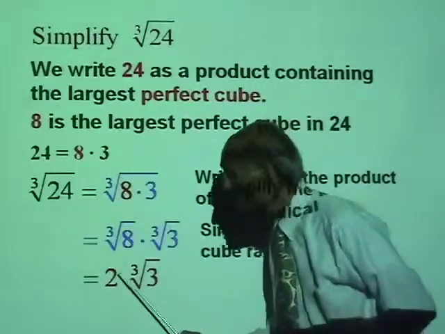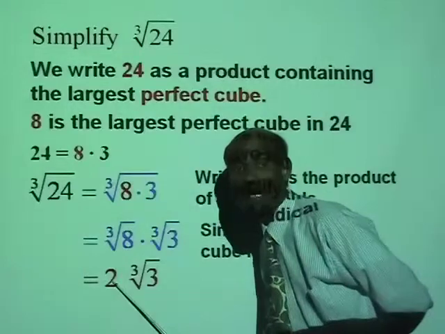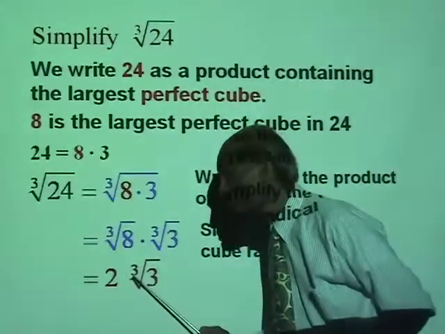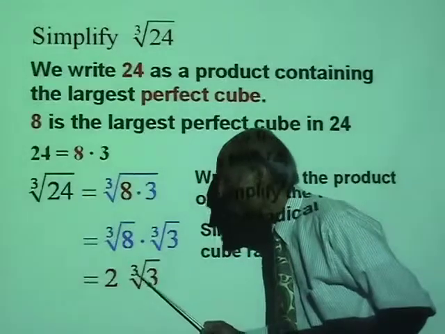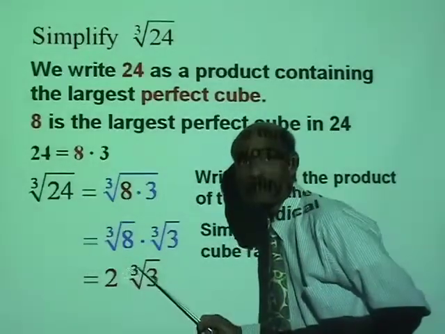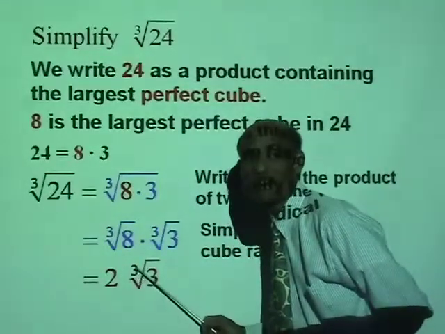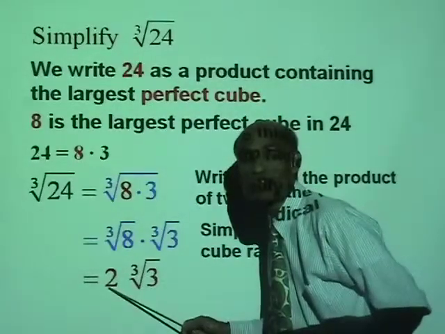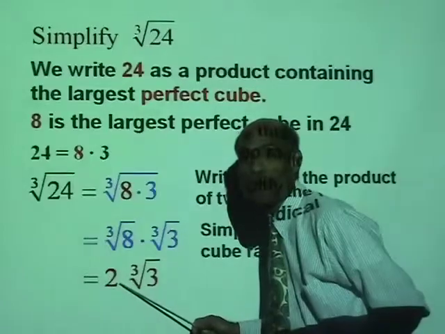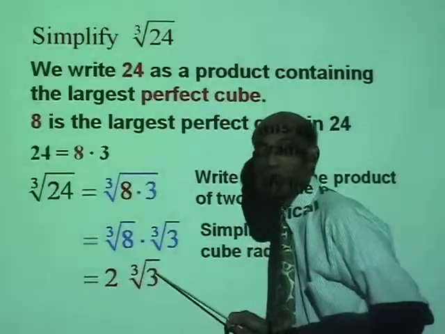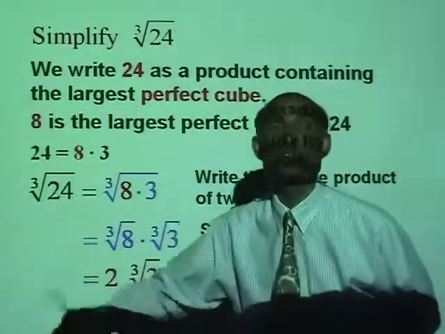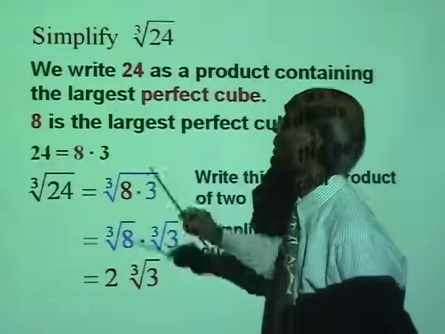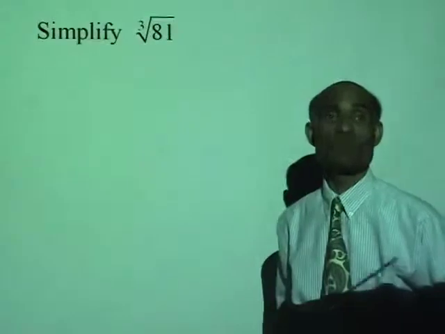Now take care, when you multiply a number, distinguish this number with this number which is written inside that sign. So this number tells you the type of radical, cube root. Don't confuse it with this number. This is 2 times cube root of 3 or 2 cube root of 3. That is the simplified form of cube root 24.